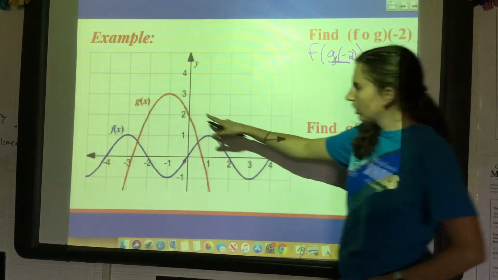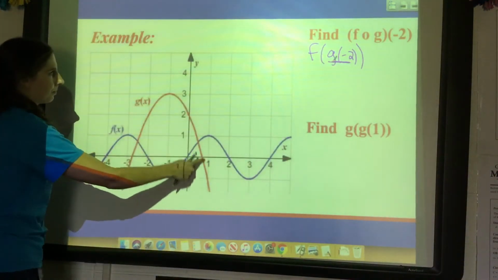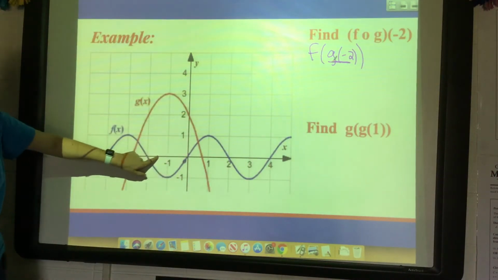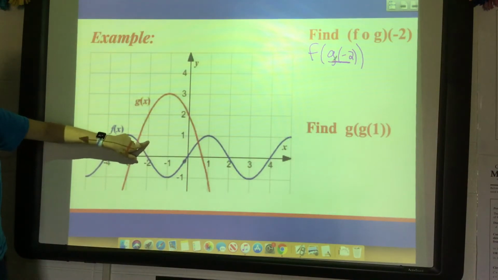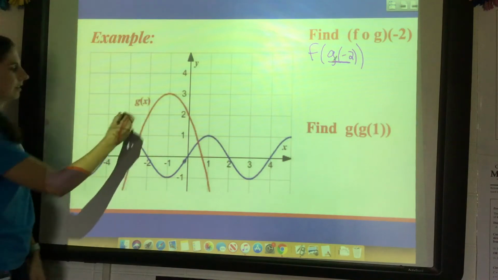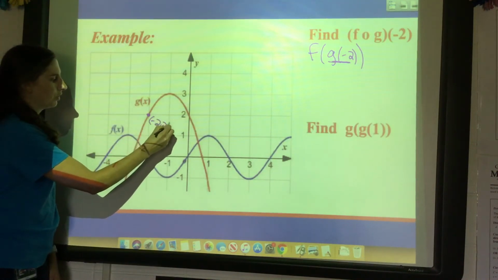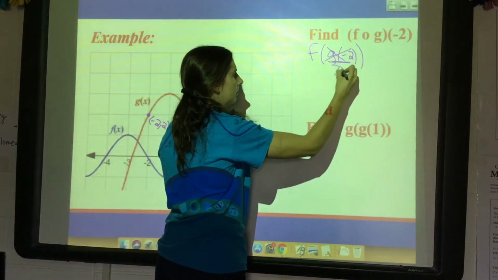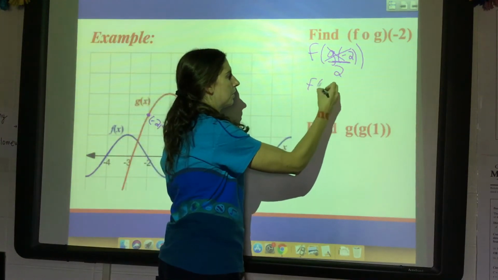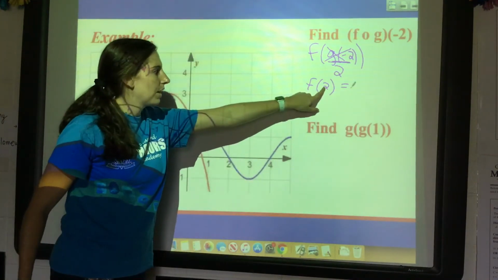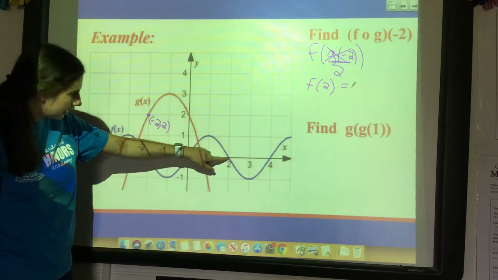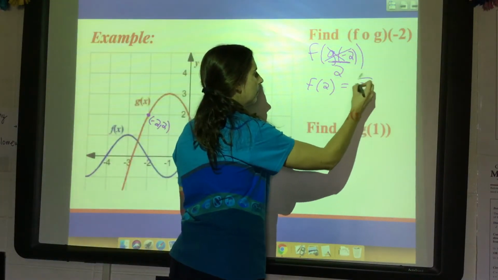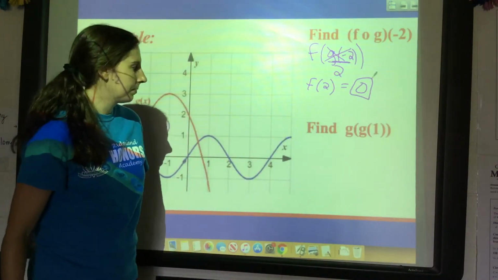So my g function is this graph, and the input of -2 happens where x is -2, and the output there is a 2, because this is the point -2, 2. So when the input is -2, the output is 2. Now I'll find f of 2. So go find where the x value is 2 and see where f is at. This blue one is f. It's currently at 0, so my output is 0. That's my final answer on that one.